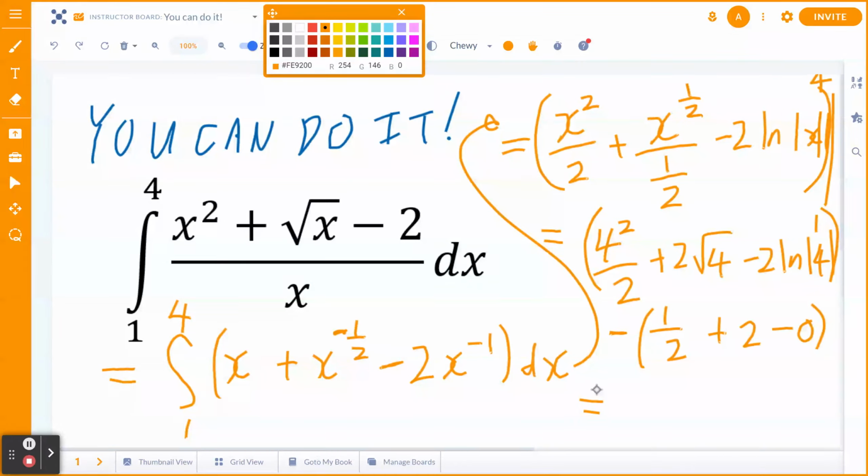And when you work this out, again, you can use a calculator. You can do mental math. This is going to be 9.5 minus 2 ln 4. I hope this makes sense.